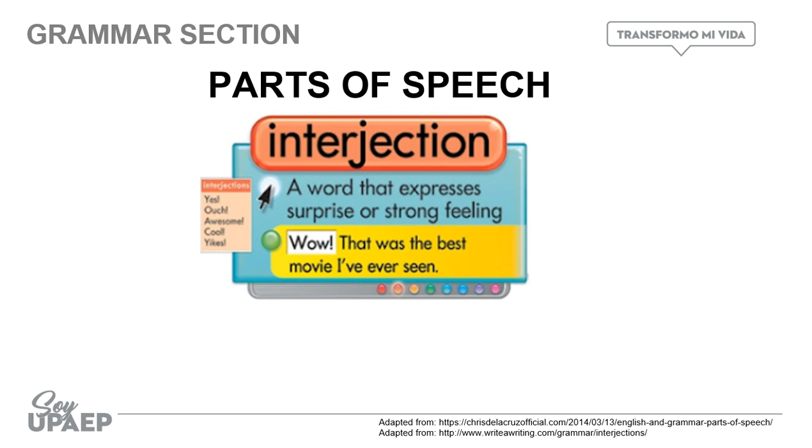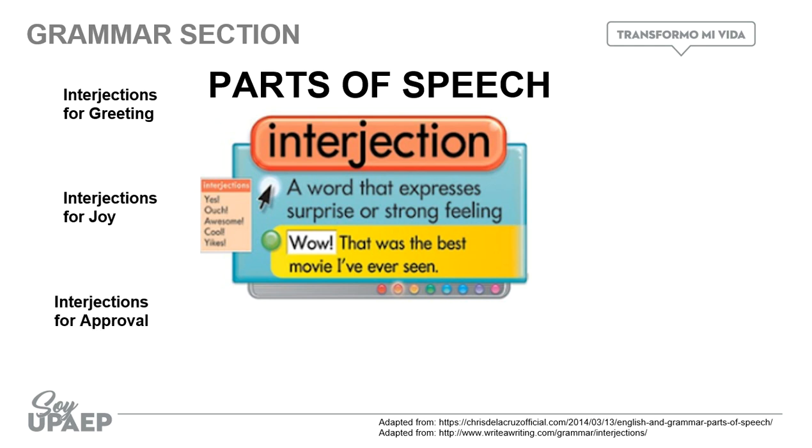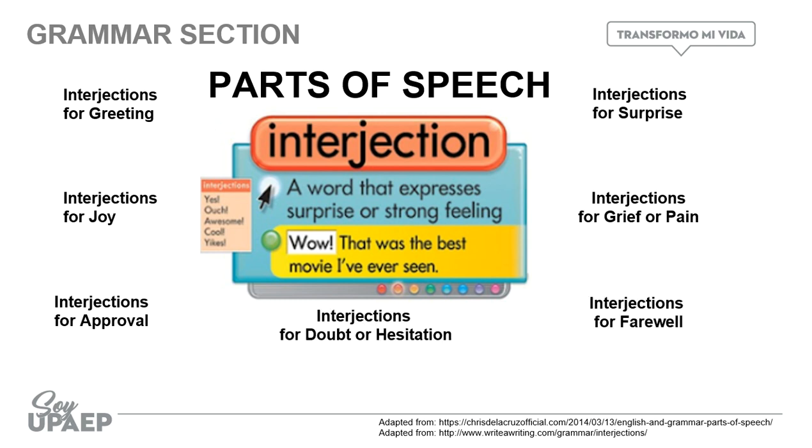An interjection is a word that expresses surprise or a strong feeling. For example, wow, that was the best movie I have ever seen. Wow is an interjection, and there are different kinds of interjections. For example, for greeting, for joy, for approval, for surprise, for grief or pain, for farewell, for doubt or hesitation.